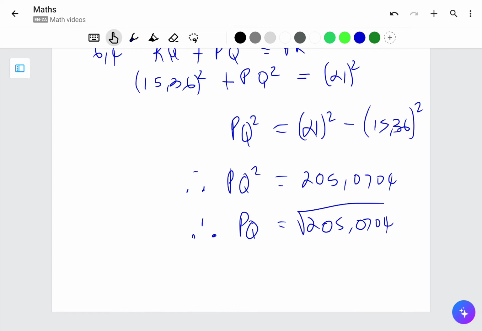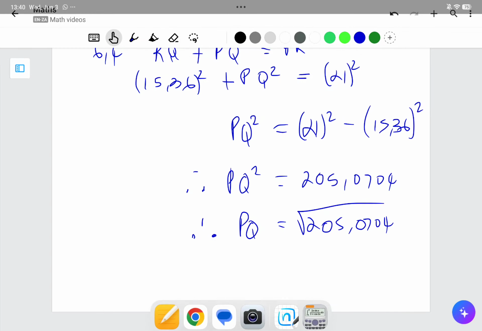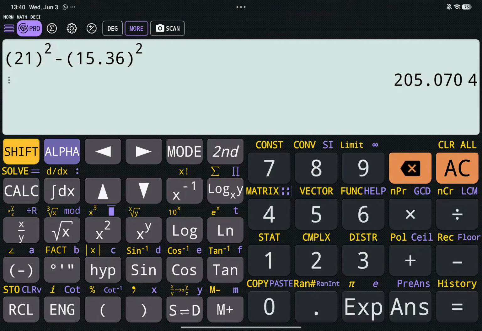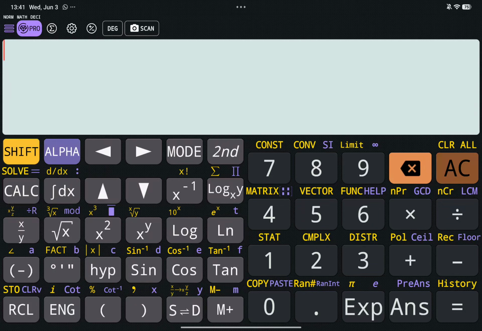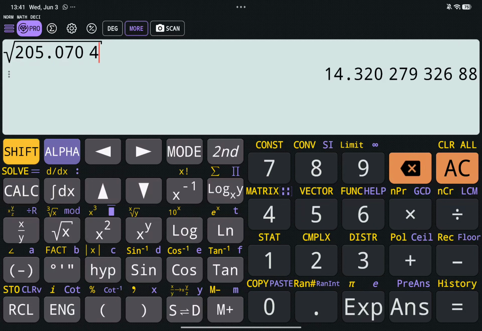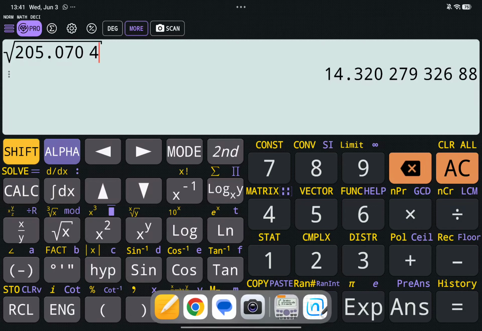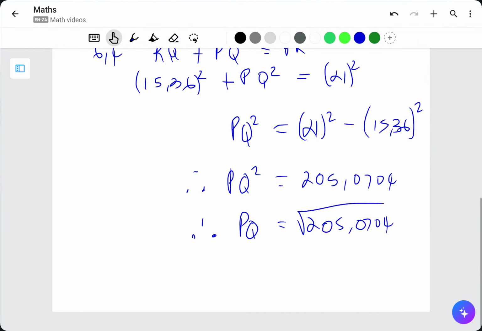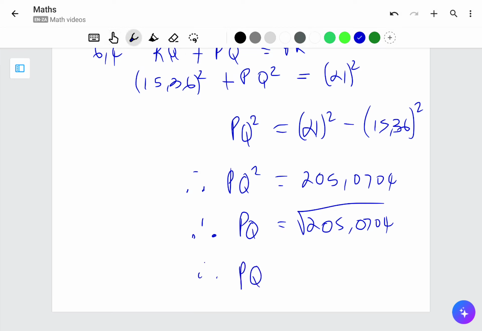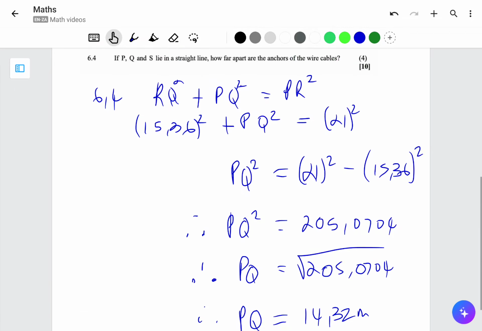So let's check that out on our calculators. We're going to get the square root of that. Let's clear this. The square root of 205.0704, and we get a number of 14.32. So we now know that therefore PQ equals 14.32 meters.